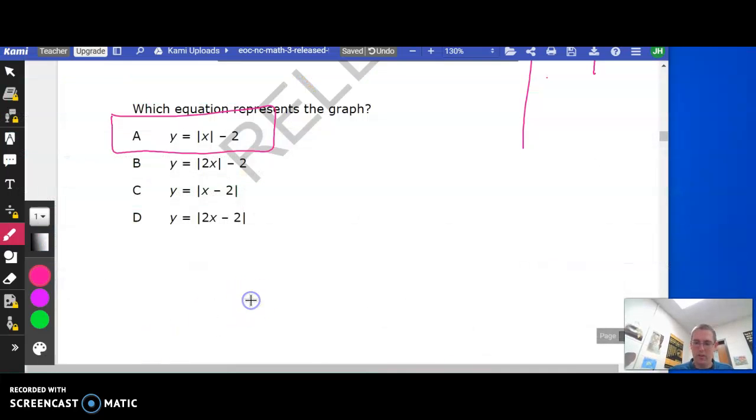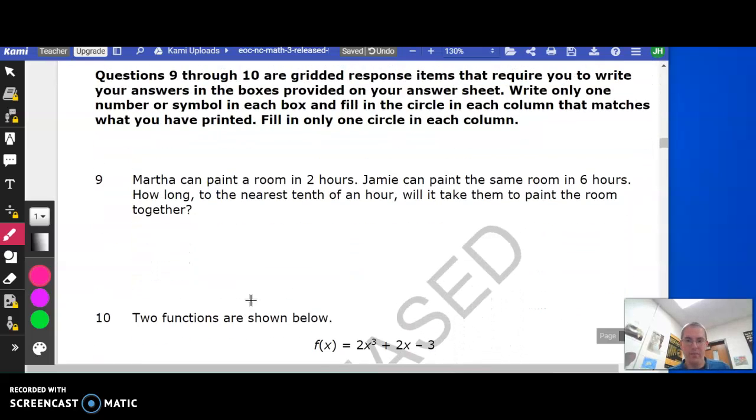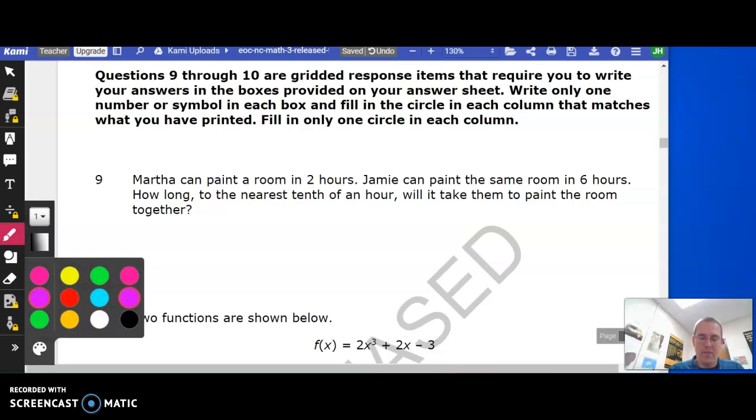Let's go ahead and do another one. On number 9, these are rate problems. We did a few of those this year. But basically, the idea is you need to find the rate for each person. So Martha can do 1 room in 2 hours. That's Martha's rate. Jamie can do 1 room in 6 hours. So Martha's rate is 1/2 of a room an hour. Jamie's rate is 1/6 of a room an hour. And they're going to work together.